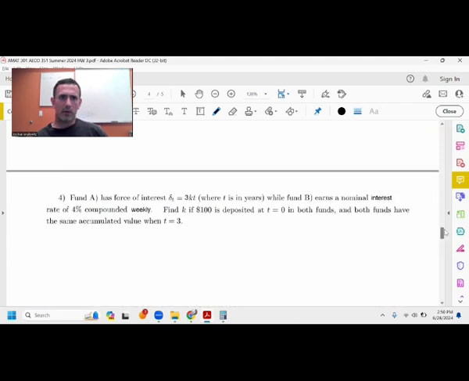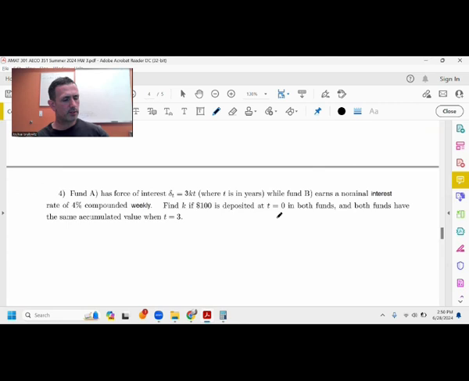All right, number 4. Pretty easy one here. The force of interest for Fund A is 3KT. Fund B earns nominal interest of 4% weekly. 100 is deposited in both funds initially. Find K if they both have the same cumulative value when T equals 3. So in other words, K is a constant.